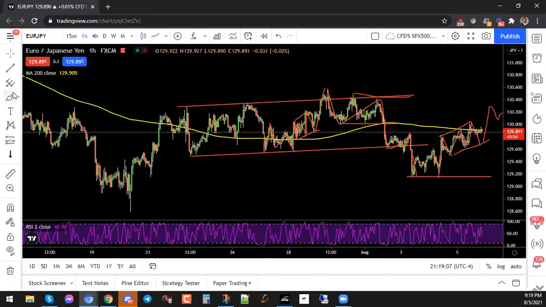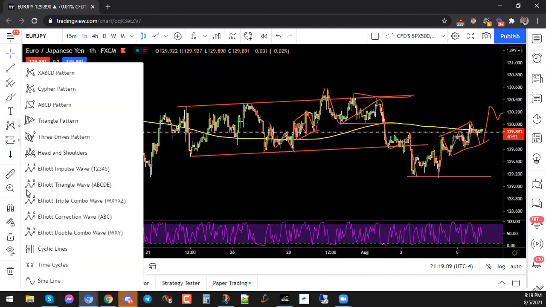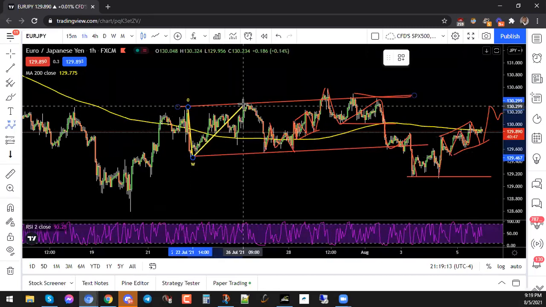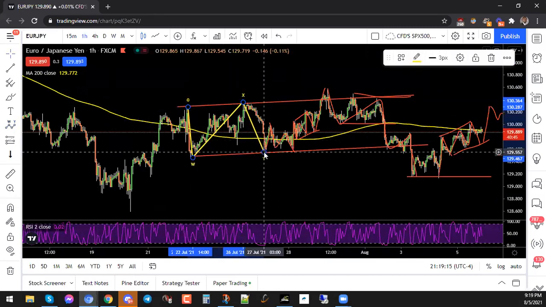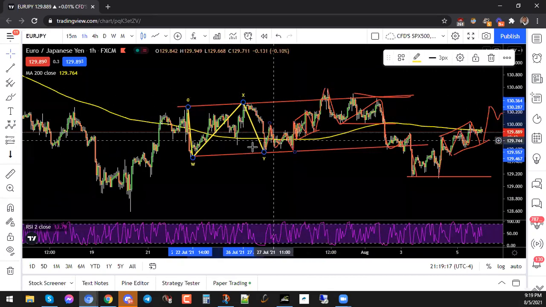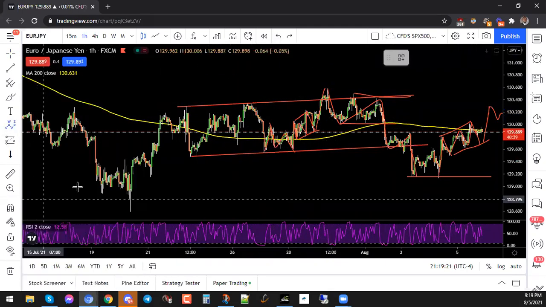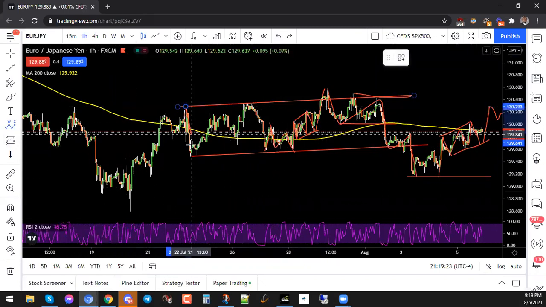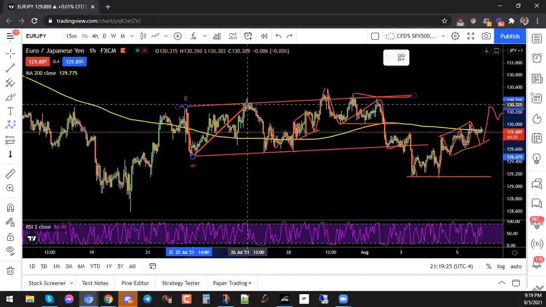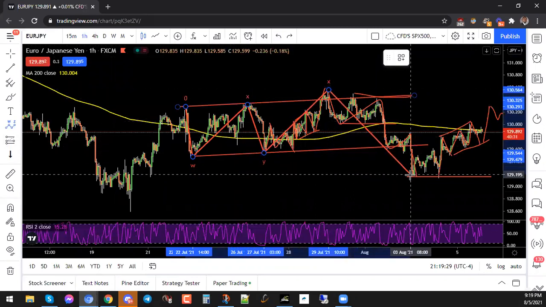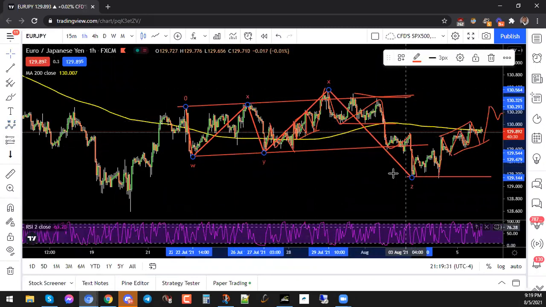So this shows us that this is a big complex formation where this is W, X, this is Y, this is, oops, this is the one I wanted. So we have W, X, Y, this is X, and this is Z, right? So we have a Z wave. So this is one big correction.